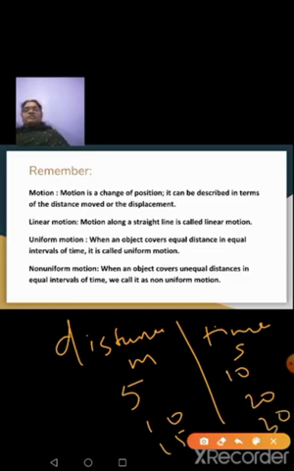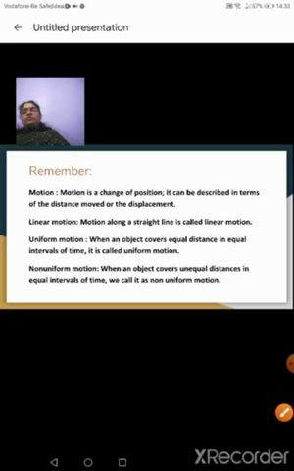Every 10 seconds it's covering a distance of 5 meters. That means in 40 seconds it's going to cover a distance of 20 meters. So the distance covered also changes uniformly. Such a motion shown by the object is what is called uniform motion. Now, non-uniform motion, opposite to this.